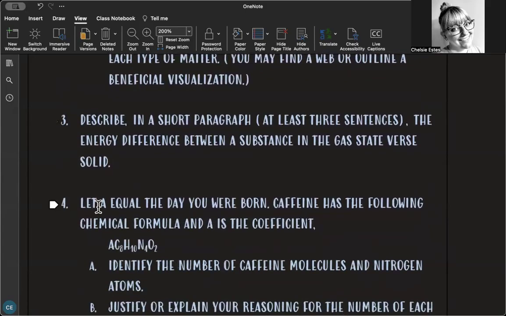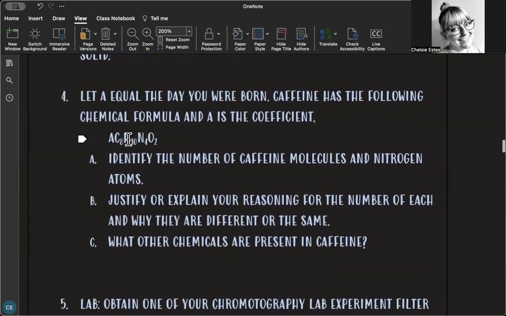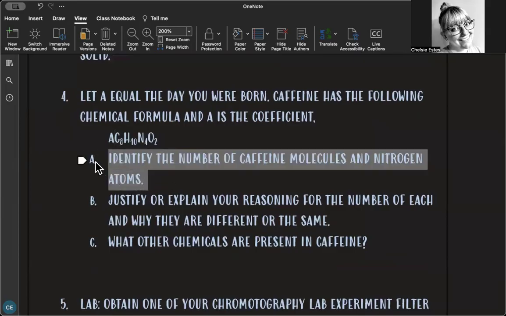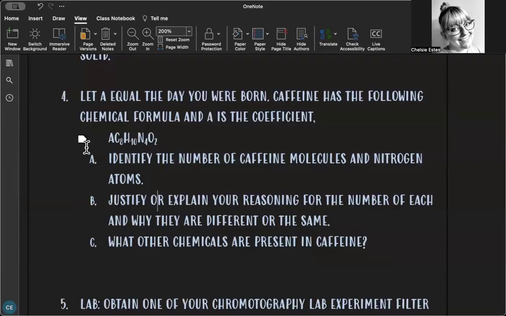Okay, so this one says, let A equal the day you were born. Caffeine has the following chemical formula, and A is the coefficient. So, for example, I was born May 14th, so my A value would be 14. Everyone's A value is going to be a little bit different, so everyone's coefficient will be different. So that's the first thing you have to identify.